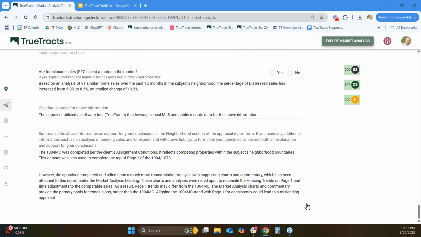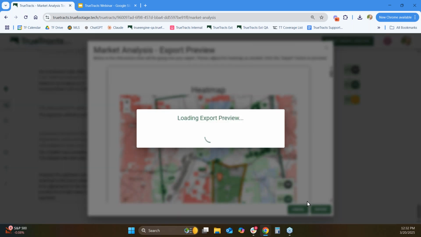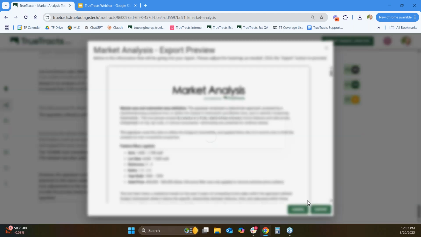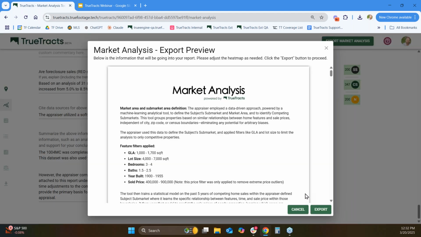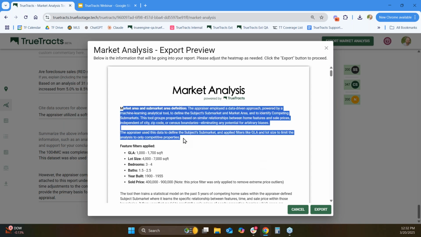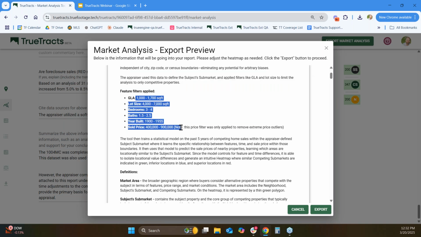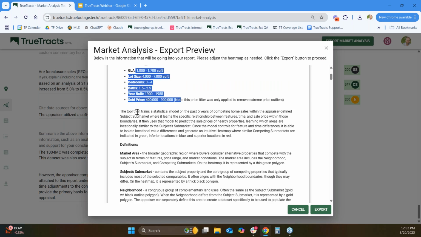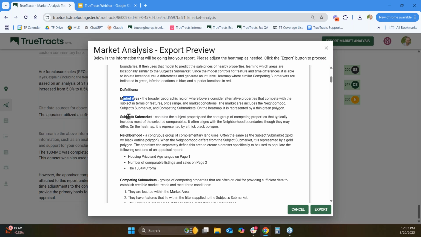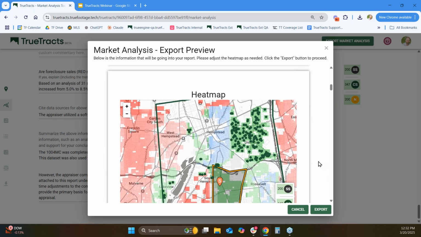When you are done with your market analysis, you're going to hit export. We've taken the time to try to explain to the underwriter exactly what we're doing, so you don't have to. So we explain what's going on in the PDF, what the process that you went through, the filters that you applied. We talk about how the tool trained a statistical model. We give them definitions of each of the markets that we defined. We provide the heat map.